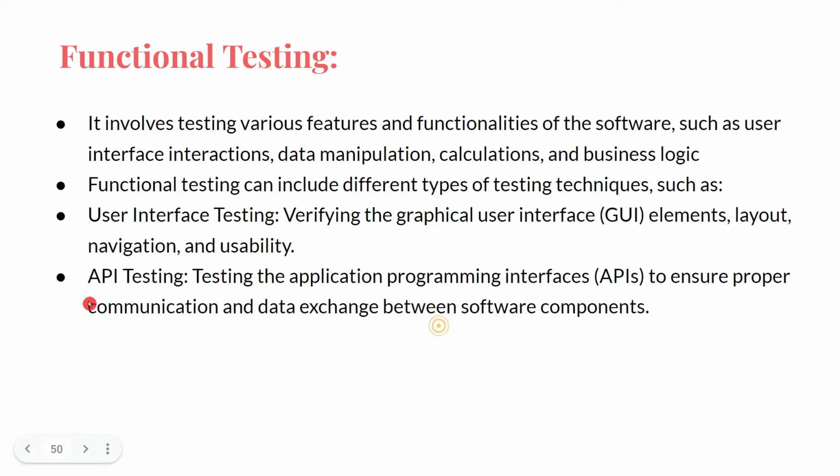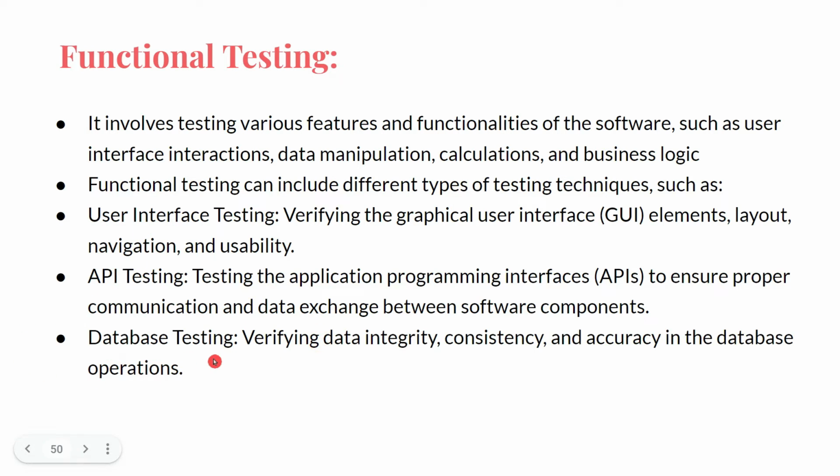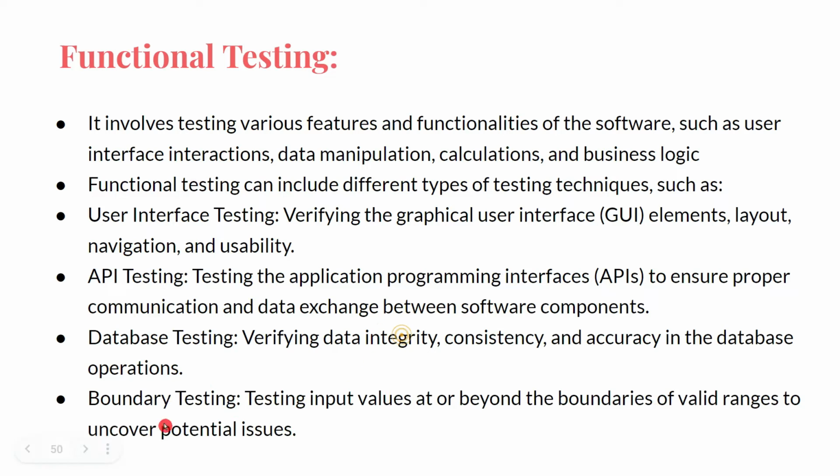User interface testing. API testing, you are checking whether the APIs are working properly or not. Testing application programming interfaces to ensure proper communication and data exchange between the software components are happening or not. So here you can understand it is looking for very specific areas. Database testing, verifying data integrity, consistency and accuracy in the database. So it is not just on the software side, on the interface side, it is also testing other areas, API testing, database testing, like that.